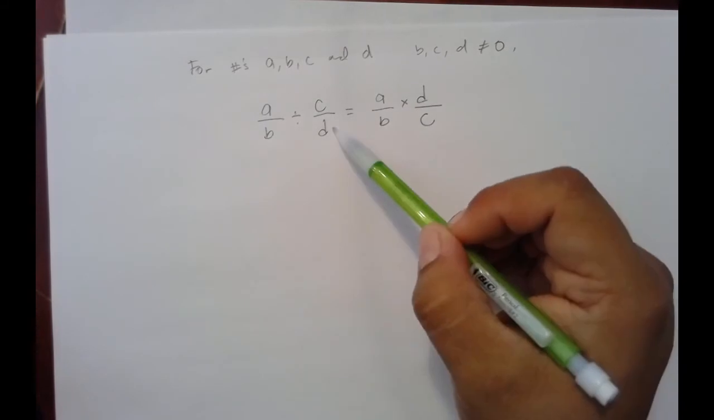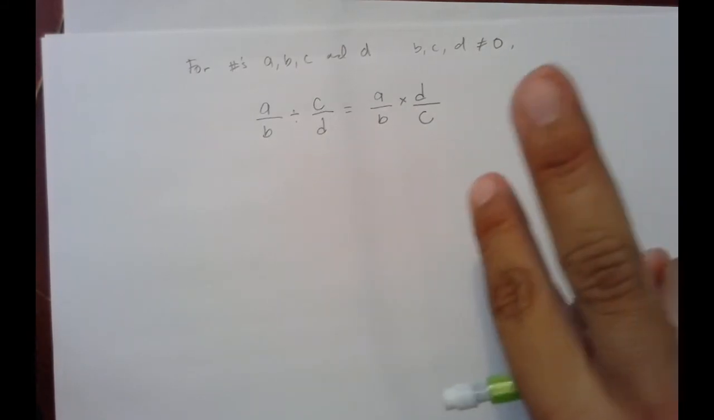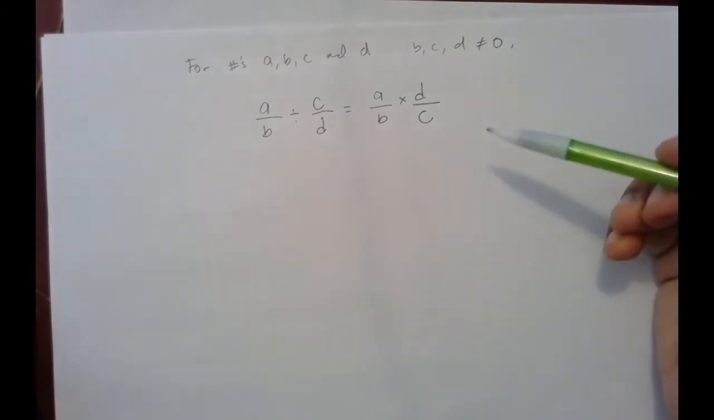So when we divide two fractions, we can also think of it as multiplying by its reciprocal. Okay?